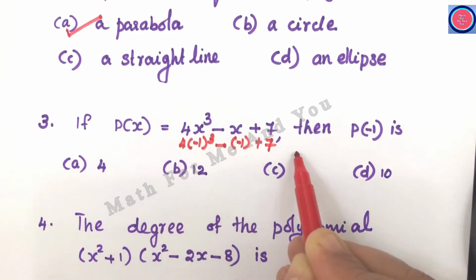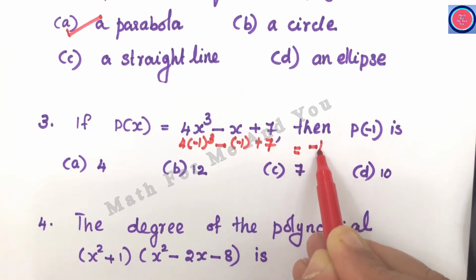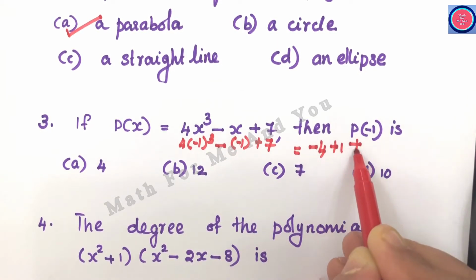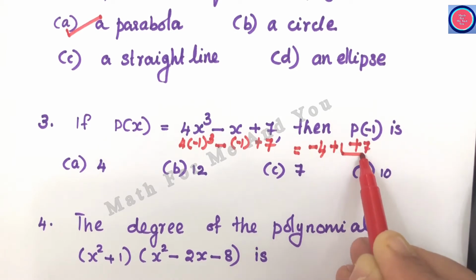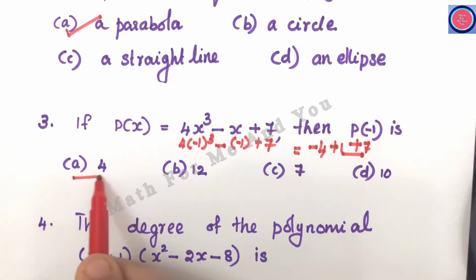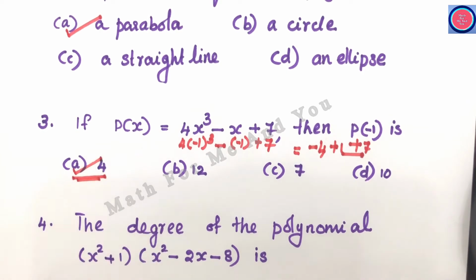4 times negative 1 power 3. Negative 1 power 3 is negative. So we get there negative 4. Negative, minus, negative 1, that is plus 1, and then plus 7. 1 plus 7 or 7 plus 1 is 8, minus 4 is 4. So what is the correct answer? Option A, 4 is the correct answer. That is p of minus 1.